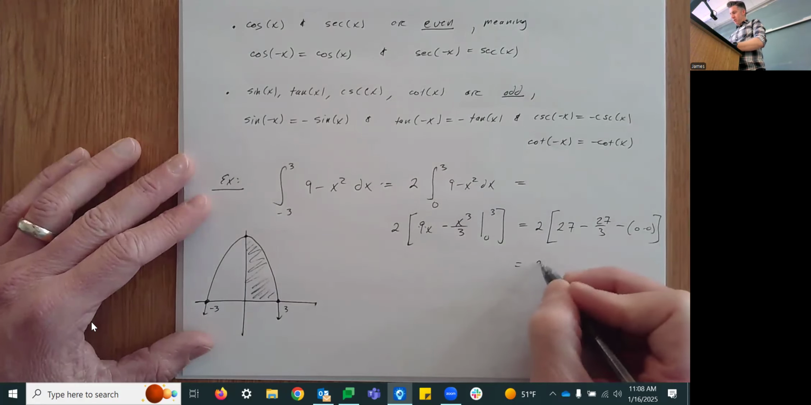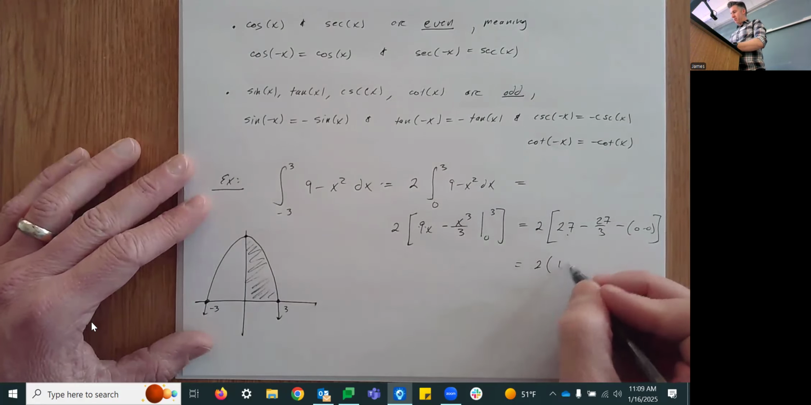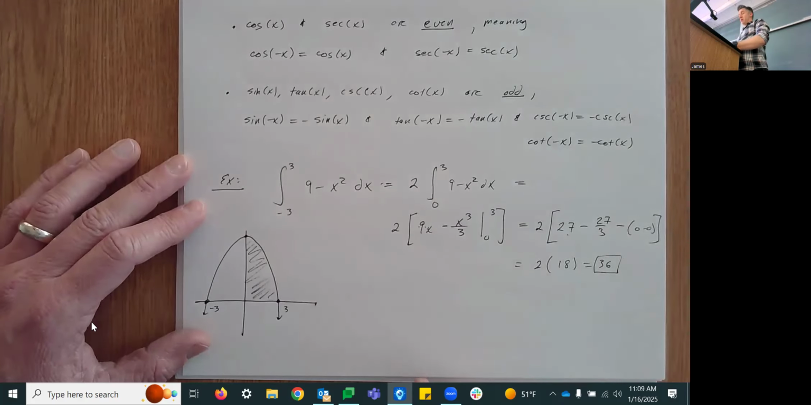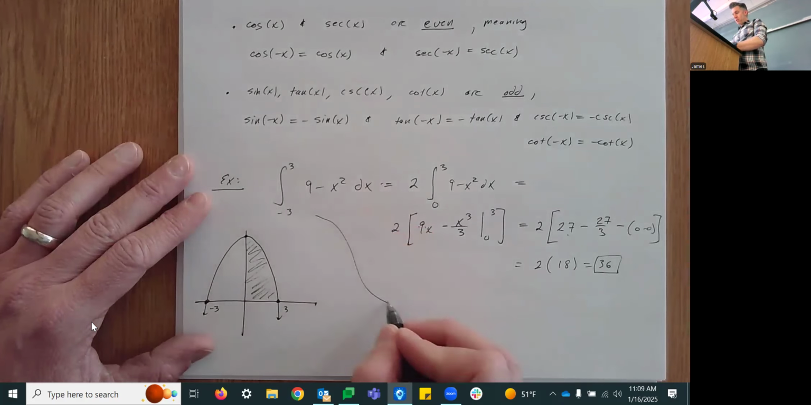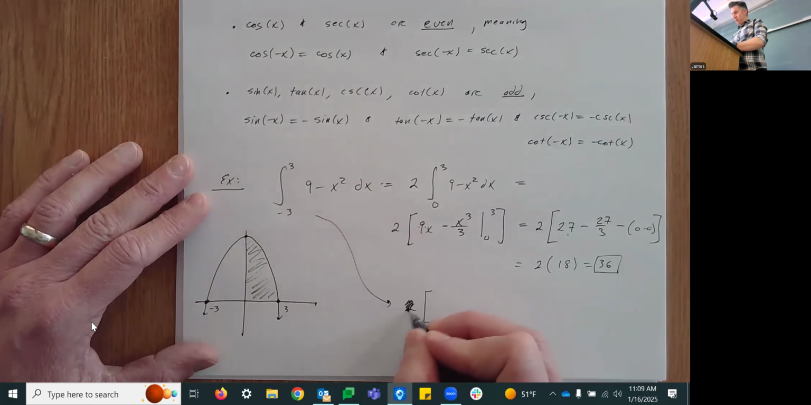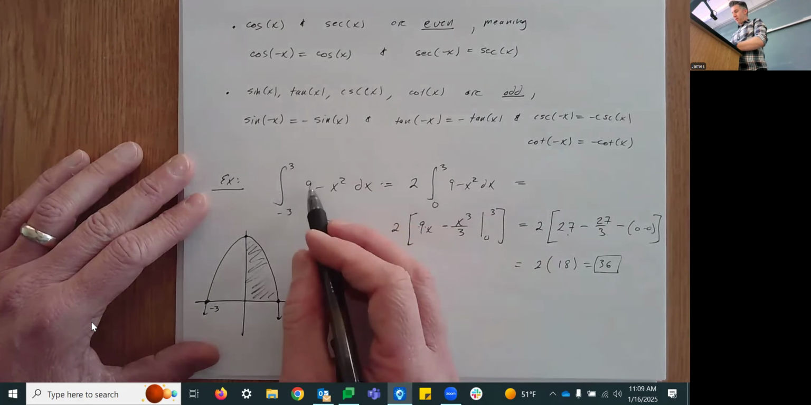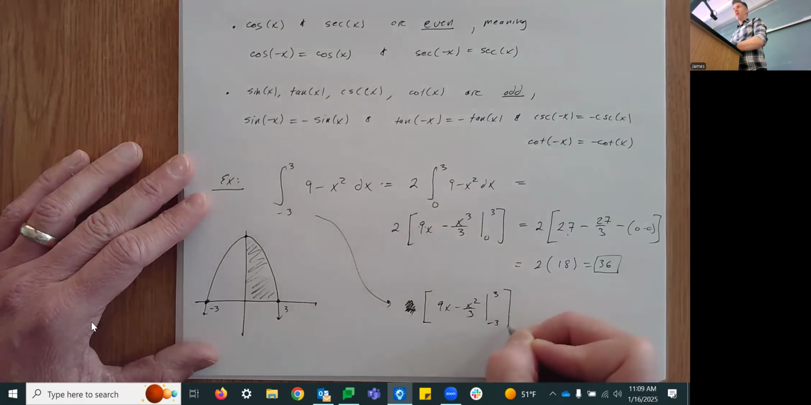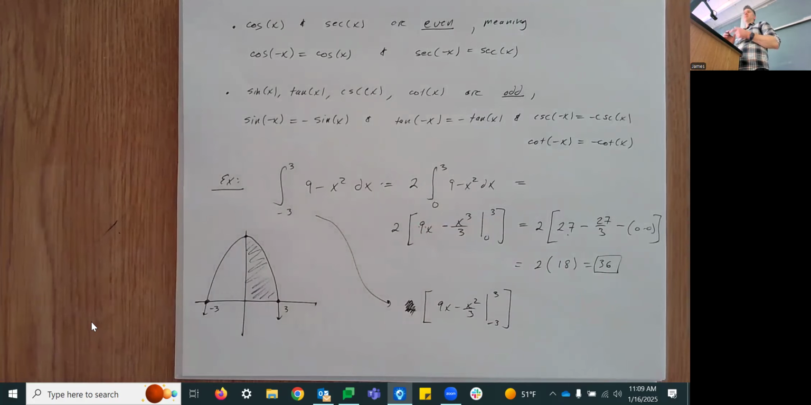So I end up getting 2 times 27 minus 9, which is 36. I personally think this is better than doing this. Integrate, I don't have a 2 anymore, James. Just kidding. Integrating this and getting 9x minus x squared over 3, and then having to plug in both -3 and +3. I think that it's easy to make a mistake with the negatives there.